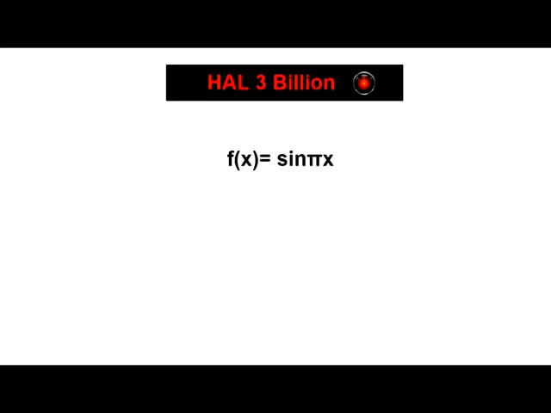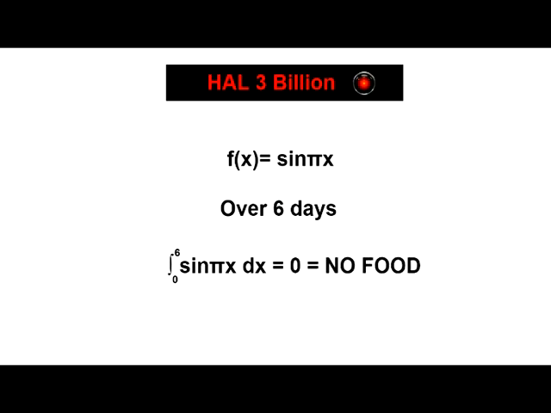Given that the function f of x equals sine pi x represents the rate at which you fed the horses over a 6-day period, the total amount of food that you fed them is equal to the integral of that function from 0 to 6. This is equal to 0, which means you have fed them nothing over the entire week.